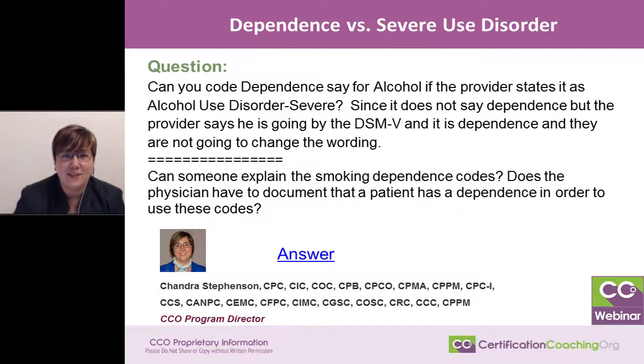Dependence versus severe use disorder. So the question as it came in says, can you code dependence, say for alcohol, if the provider states alcohol use disorder severe, since it does not say dependence, but the provider said he's going by the DSM-V, and it is dependence, and they are not going to change the wording.